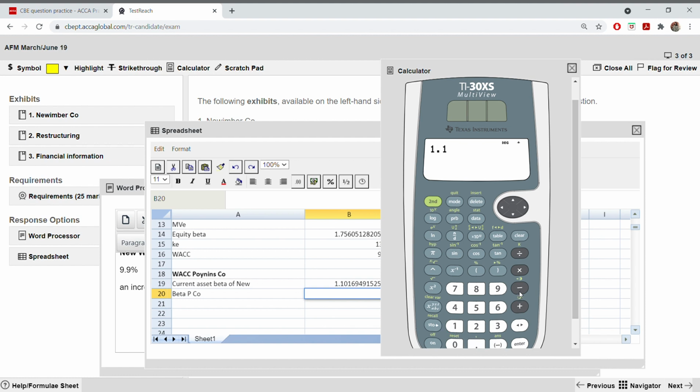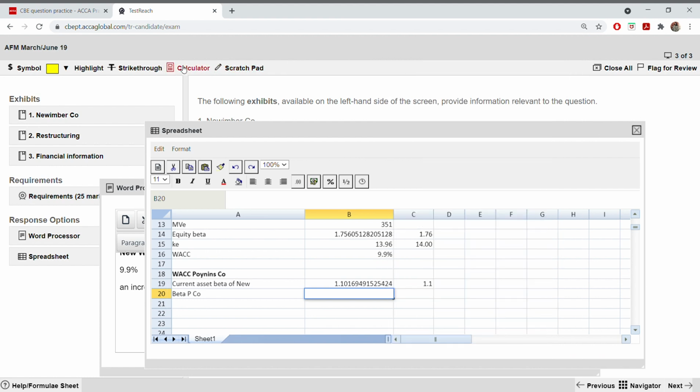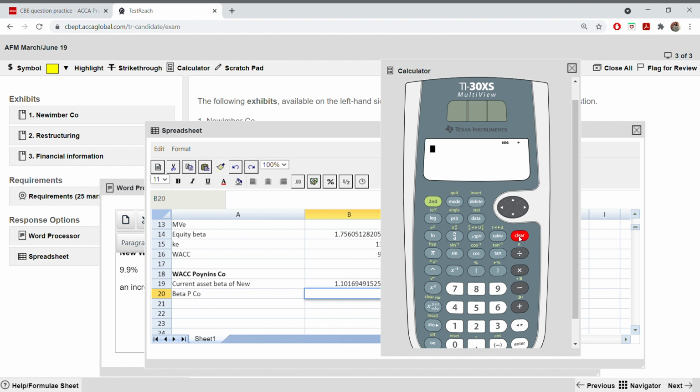1.1 minus bracket 0.6 into 1.21 close bracket, divide by 0.4. Enter. It is minus 0.71. So definitely, if you are getting such signs where you are not getting it right, what can you do? Break it down. Don't waste time. Just break it down and do. Okay, that means 0.6 multiplied by 1.21 is 0.726.